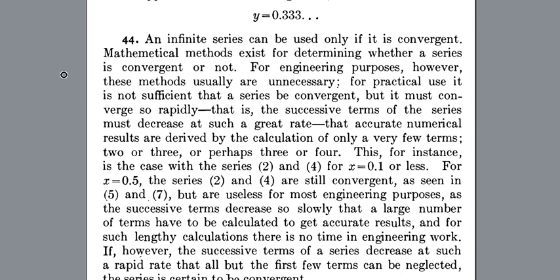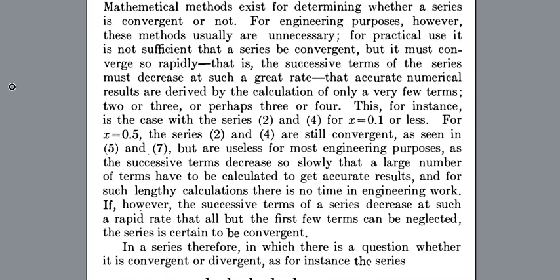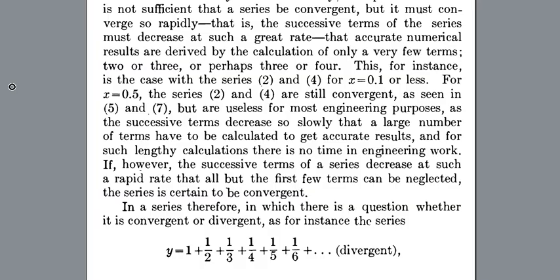Section 44. An infinite series can be used only as convergent. Mathematical methods exist for determining whether a series is convergent or not. For engineering purposes, however, these methods usually are unnecessary. For practical use, it is not sufficient that a series be convergent, but it must converge so rapidly, that is, the successive terms of the series must decrease at such a great rate, that accurate numerical results are derived by the calculation of only a very few terms, 2 or 3, or perhaps 3 or 4.